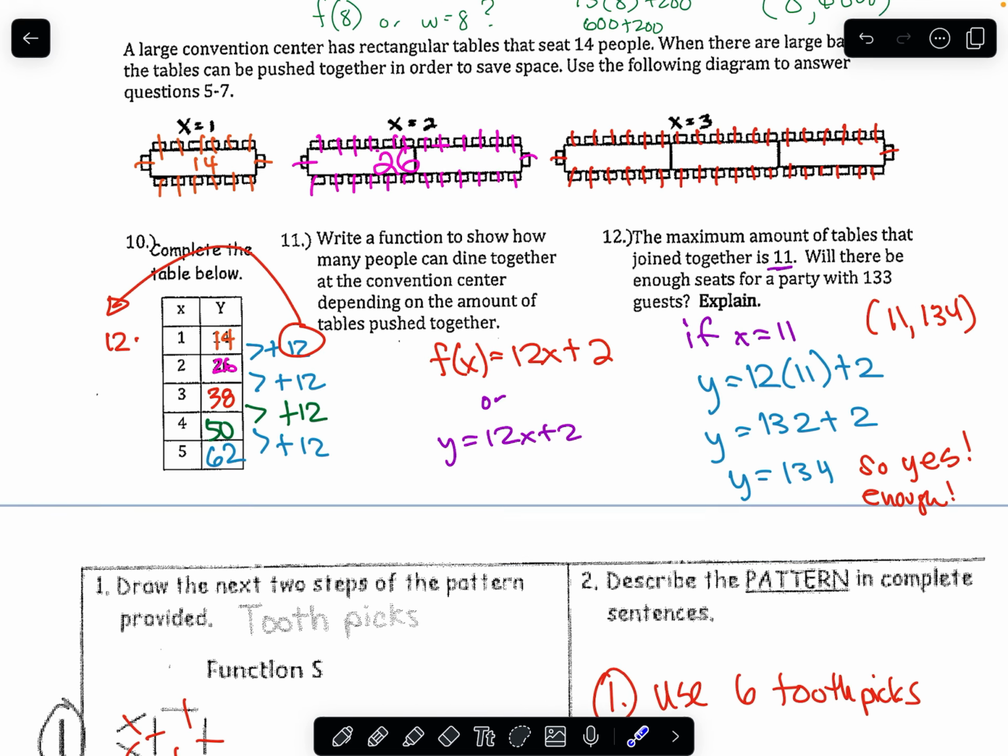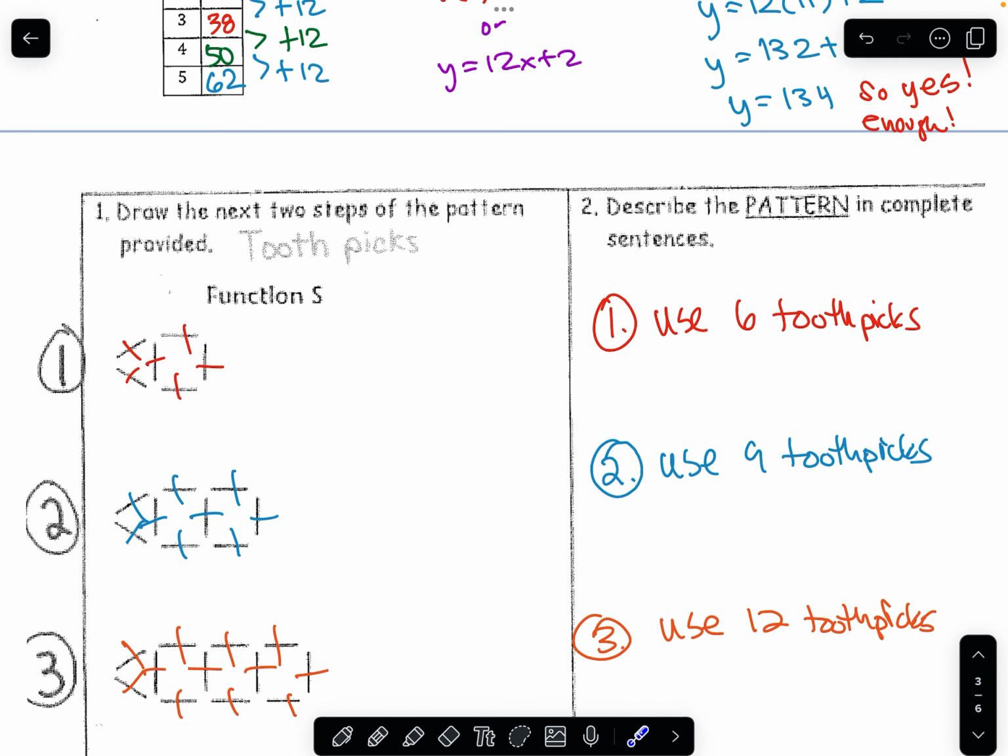All right, the rest of these, this is how large the actual mini test is. The rest of the study guide is just extra practice for you to get really comfortable writing functions.